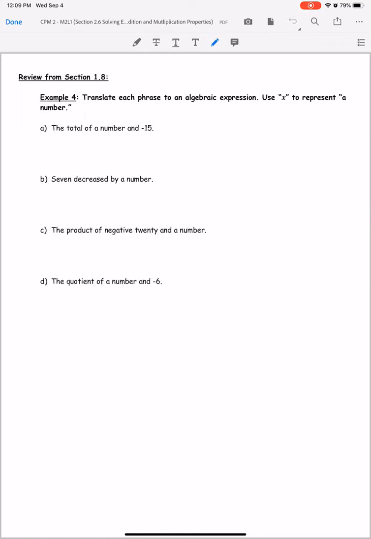And then our last page. This is a review from section 1.8, which was the second lecture we did, second lesson. Translate each phrase into an algebraic expression. Use x to represent, in quotes, a number.